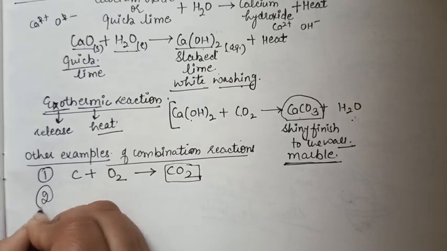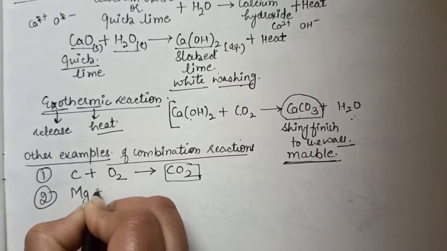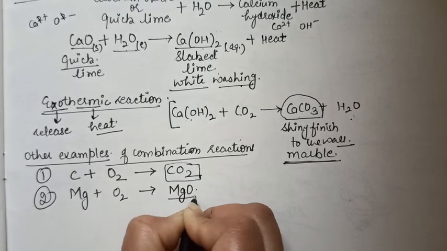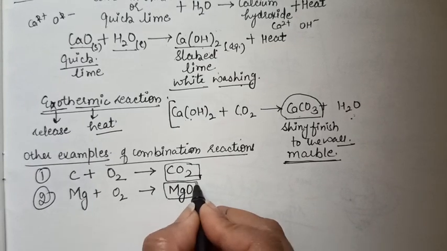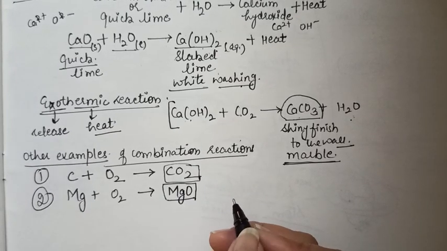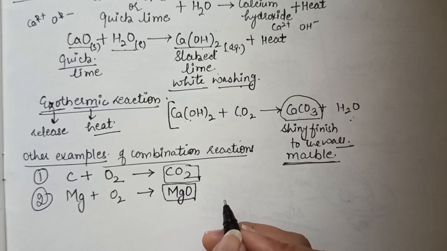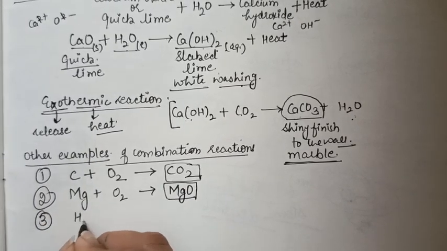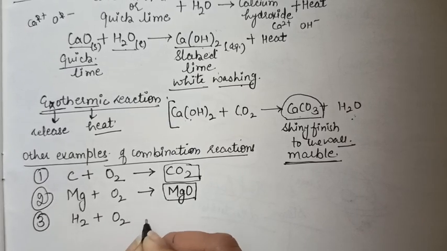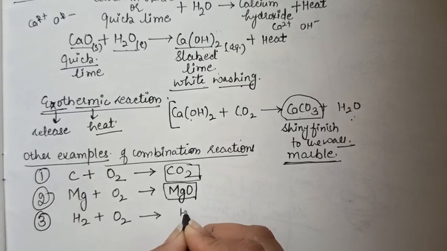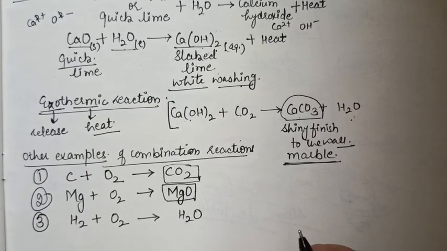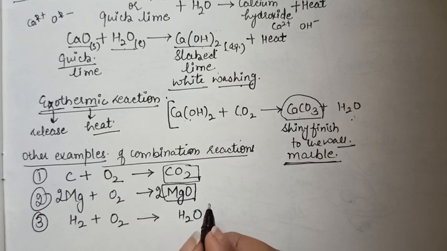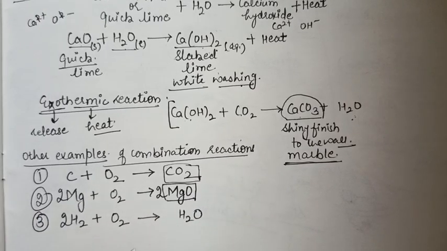Okay, one more example is the burning of magnesium ribbon. That will also produce magnesium oxide. Single product is formed, heat is released. That's why it is a combination as well as exothermic reaction. One more example of combination reaction is the formation of water. H2 plus O2 gives H2O. Always remember to balance the chemical reactions. Always your reactions should be balanced.